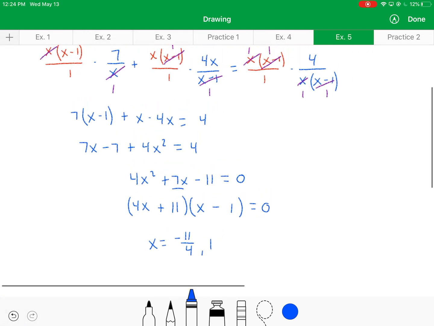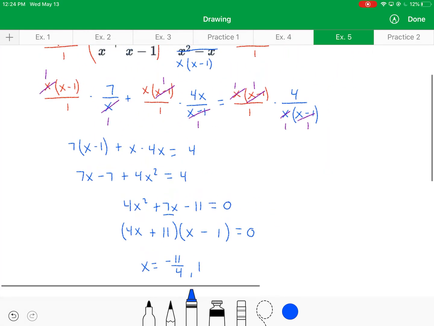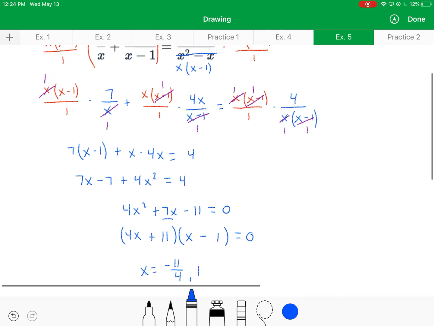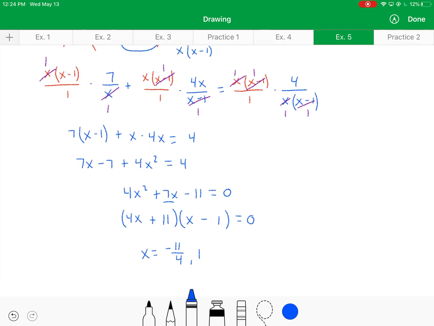All right, now are either of those extraneous? Well, I think the 1 is. If you were to plug 1 back into this denominator or the final denominator, you would get division by 0. So throw that out.